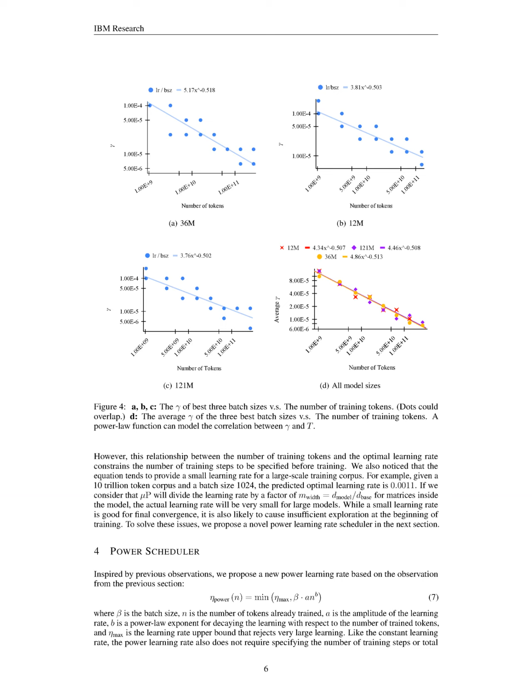First, it calculates the learning rate based on the current number of tokens trained using a power law relationship defined by the equation eta = a · (n_tokens)^b, where n is the number of tokens already trained, a is the amplitude of the learning rate, and b is a power law exponent. This allows the learning rate to adapt dynamically as training progresses, without needing to specify the total number of training tokens in advance.